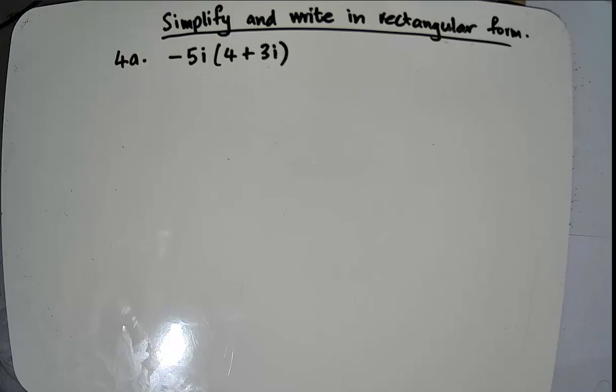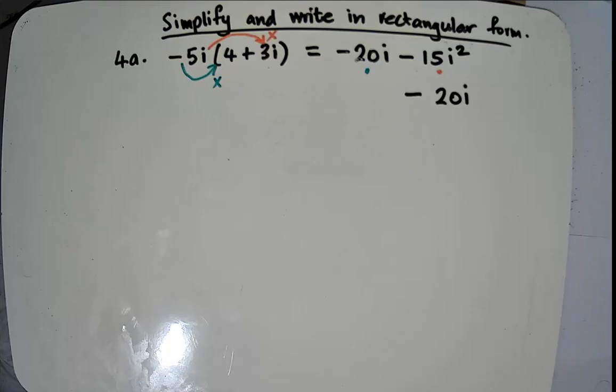Let's look. So we're going to multiply minus 5i times 4. This will give us minus 20i. The second step will be minus 5i times 3i. This will give us minus 15i squared.